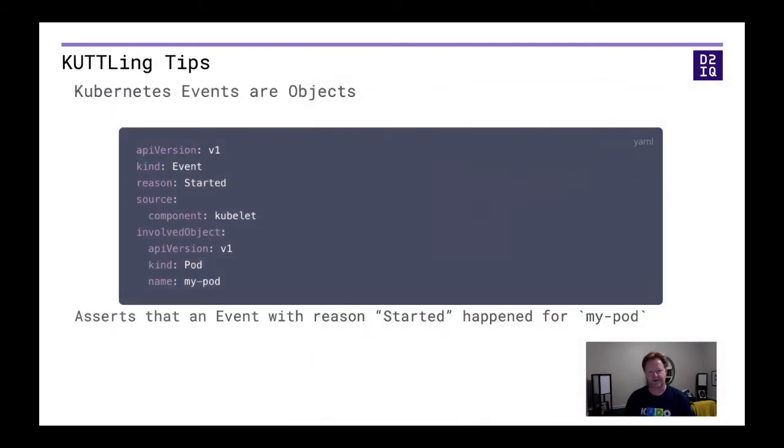Some more tips. Everything is accessible to KUTTL. So here we're asserting an event occurred. Of course, remember that events are short-lived things, but the test is only going to run for a short period of time. It's not something usually that's going to be on for longer than an hour. So in this case, we're asserting that an event occurred and that it was created. The source of that event was the kubelet, and that the involved object was the pod named mypod.